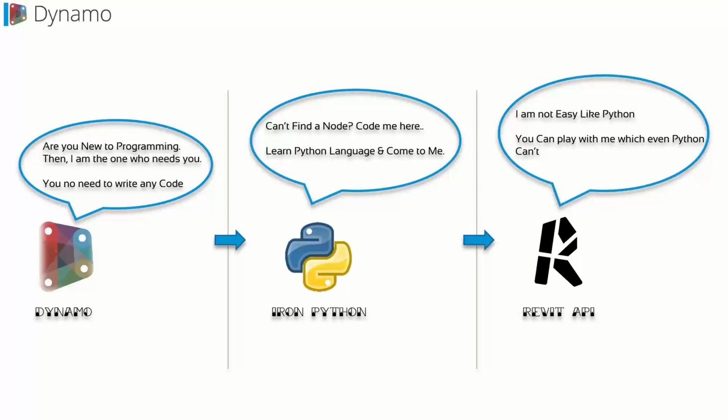But when it comes to the Revit API, it's not as easy as Python. Even Iron Python has some sort of limitations. You can't break through those barriers. If you want to cross the barrier, you have to learn the Revit API, and you can play to a different extent, like creating add-ins. So this is how the entire training program would be. But in the first module, you are going to play with Dynamo.